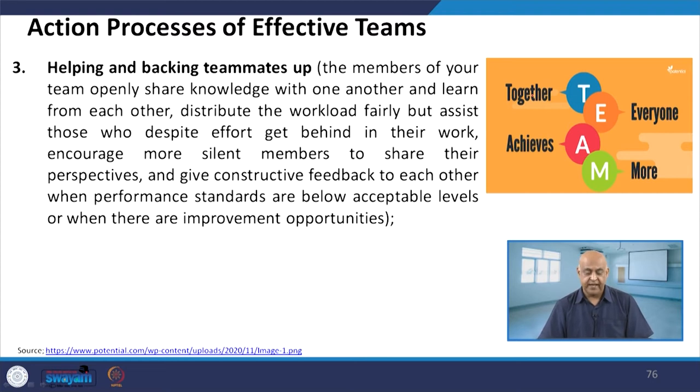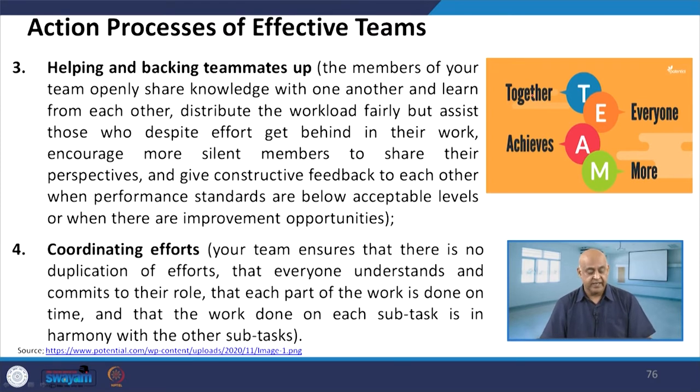So, if they are sharing their perspectives, and therefore each other, where the performance standards are below acceptable levels, whatever is expected, benchmarking practices, then some improvement will be required. Coordinating efforts are there. There is no duplication of efforts, everyone understands and commits to their role, each part of the work is done on time, and the work done on each subtask is in harmony with the other subtasks.